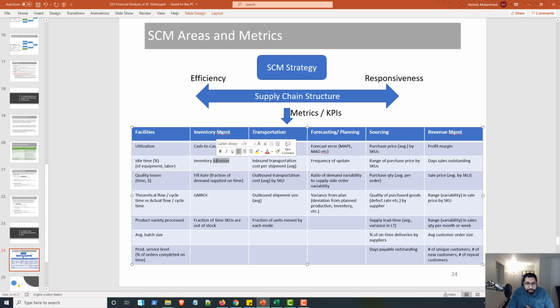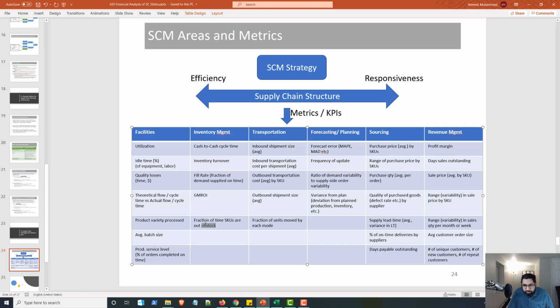Inventory turnover, fill rate. This is the fraction of demand supplied on time. So if a customer comes to buy 10 units and you have only 9 on hand to sell them, your fill rate was 9 out of 10, 90%. If the customer comes to buy 10 items and you supply all 10, your fill rate was 100%, right? So it's the percentage of demand you can supply from inventory or within the time the customer gives you. Gross margin return on inventory, we already covered in detail.